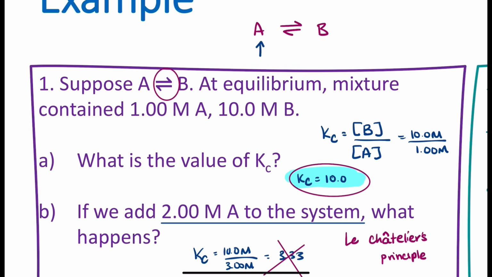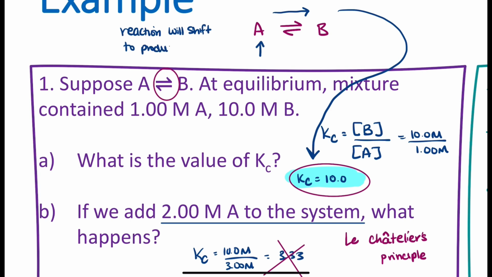If I increase that concentration of A, what's going to happen is some of that A is going to make more B because it wants to reestablish the equilibrium it had before. It still needs that Kc value. This is the Kc value for this reaction at this temperature, for this reactant and product system. So if I increase the concentration of A, the reaction will shift to produce more B. How much? Enough to get it back to that Kc of 10.